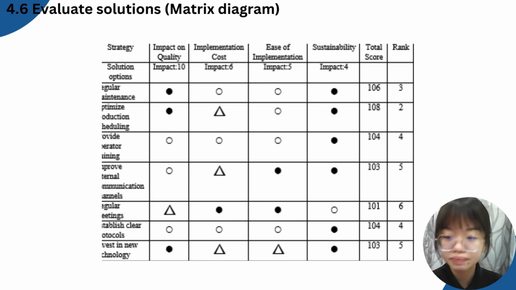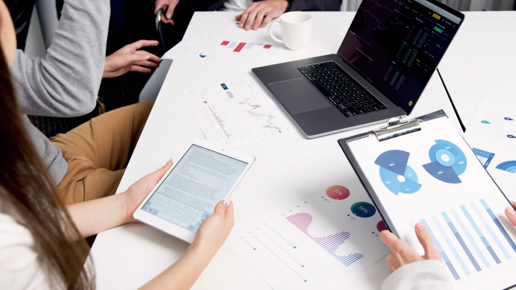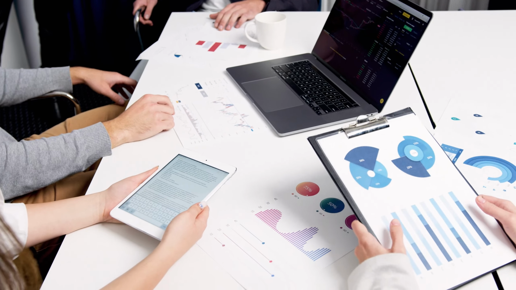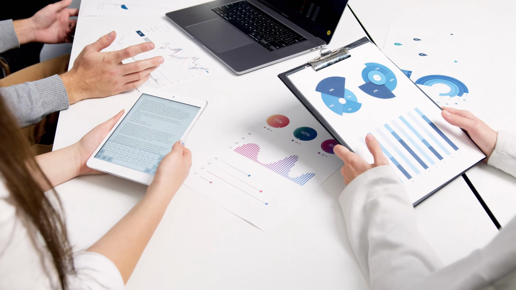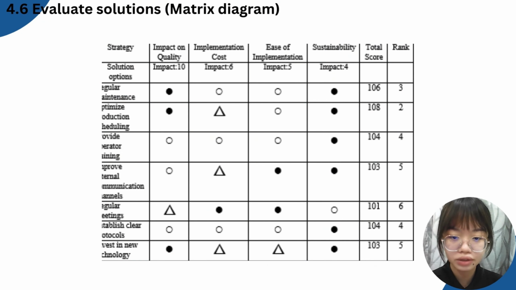Our matrix diagram revealed that the strategy with the highest total score was to implement rigorous incoming inspection procedures, with a perfect score of 114. This scoring was calculated by multiplying the impact scores by the relevant weights and summing the results. By choosing to implement this rigorous incoming inspection procedure, we aim to achieve significant improvement in our process.